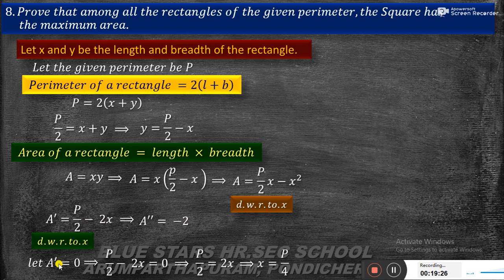So minus 2. Next A dash equal to 0. A dash I already found, P by 2 minus 2x, so P by 2 minus 2x equal to 0. So P by 2 equal to 2x, the minus 2x I write on the right hand side as plus 2x. That means P by 2 equal to 2x, I reverse the equation: 2x equal to P by 2, x equal to P by 4.